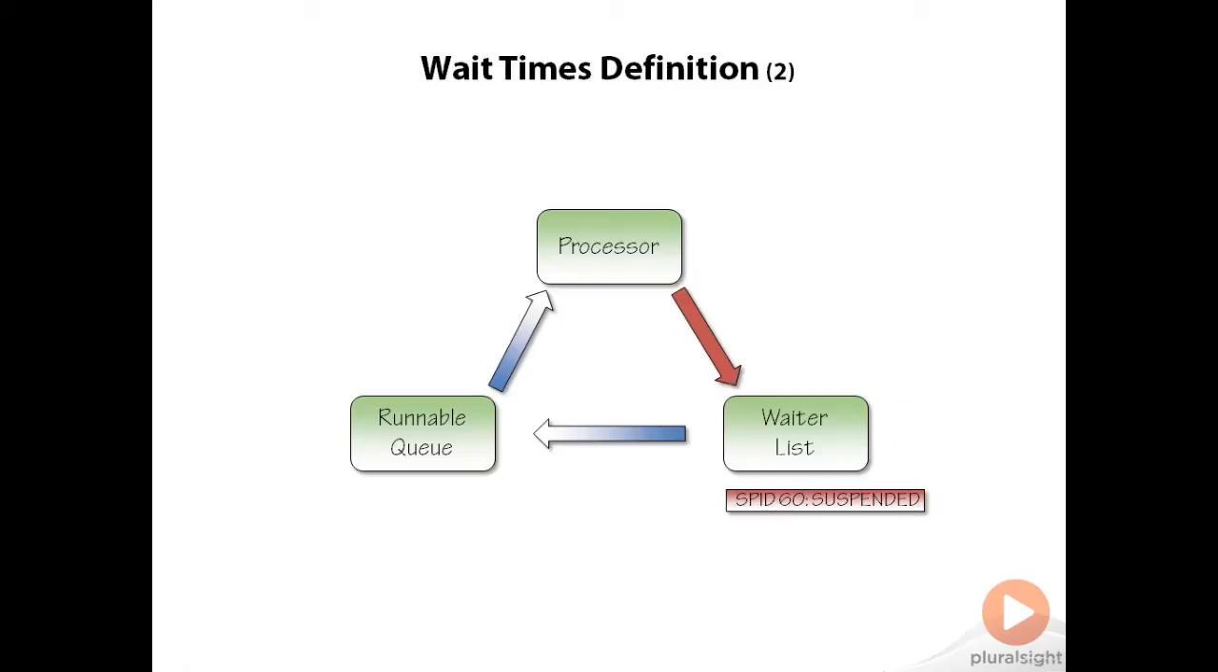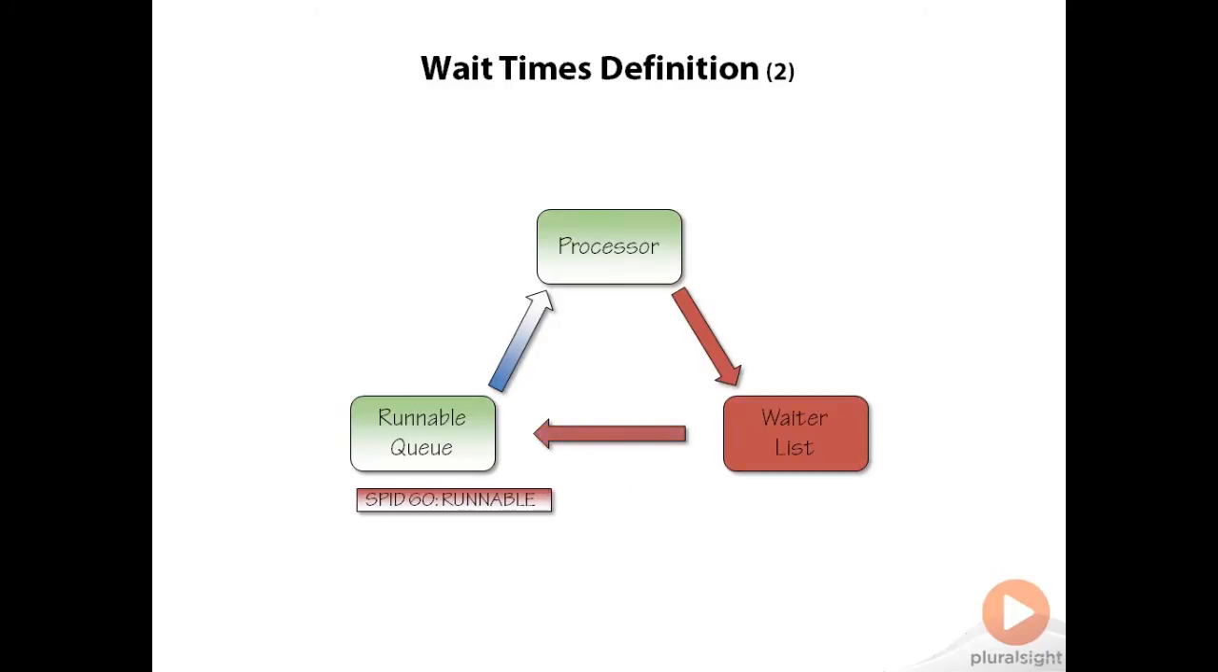Now we are accruing resource wait time. All the time that we're sitting on the waiter list, we're accruing that time. Eventually, it's going to be told that its resource is available. The thread state will change from suspended to runnable, and it will move to the runnable queue. So the resource wait time is the time spent between leaving the processor and entering the runnable queue.